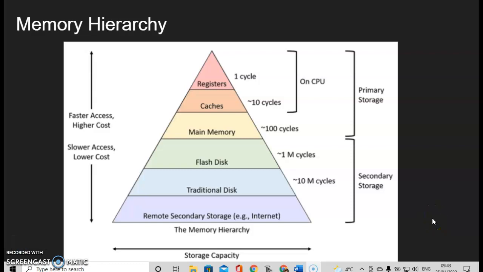So as we said there, we had a bit of a discussion about all those kinds of memories, but what you've got to remember is registers: really fast, higher cost. And down here you've got your remote secondary storage, or traditional disk like hard drives and secondary storage drives. They're slower, bigger, lower cost.